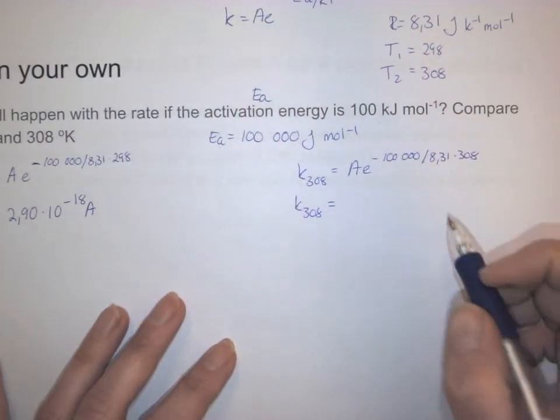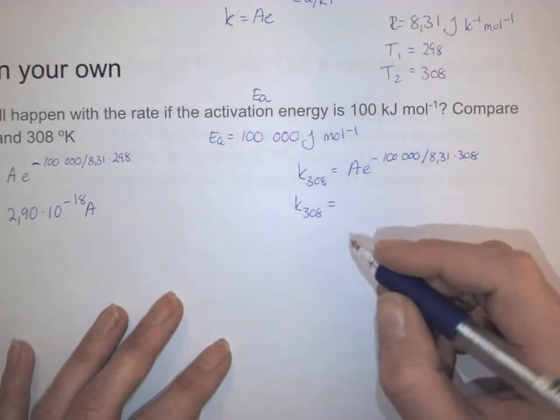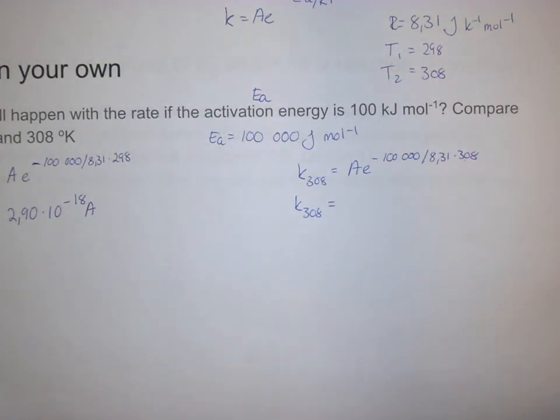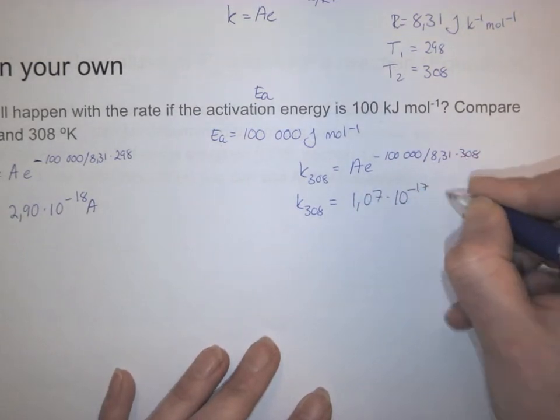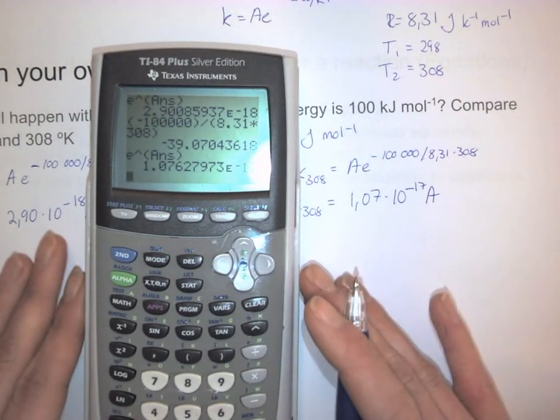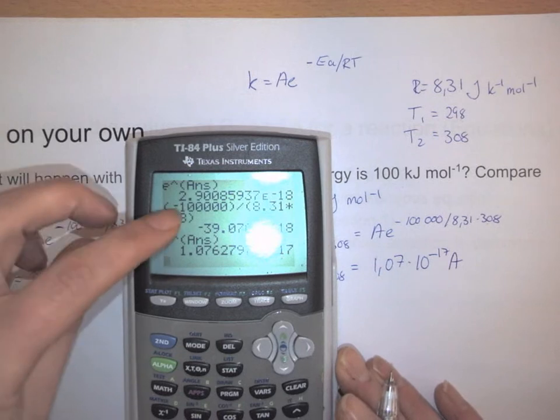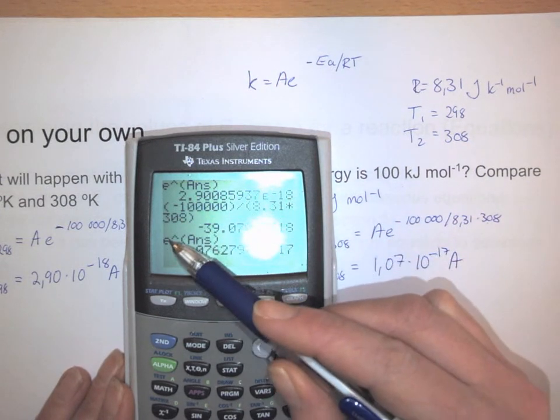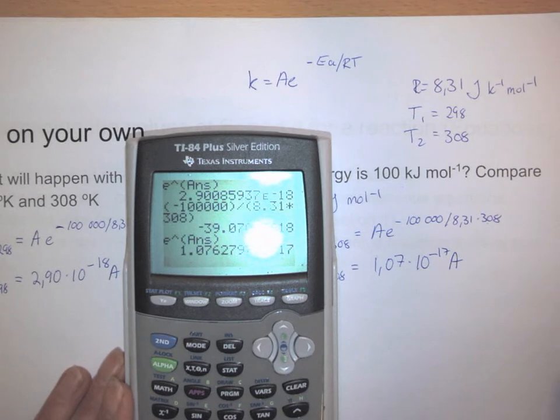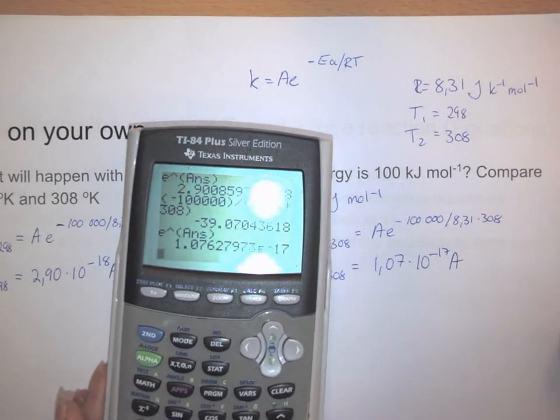If you do the same thing now for 308, try on your own on the calculator. Once again, be aware of the parentheses here. Minus 100,000 here, 8.31, 308, parentheses, and then I take E up to this one here. So you will get the answer 1.07 times 10 up to minus 17.